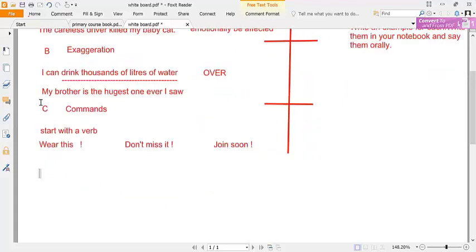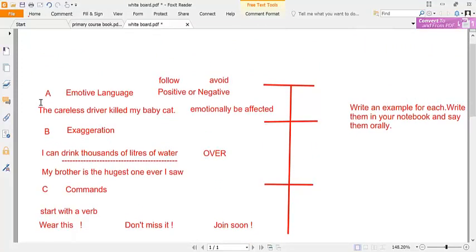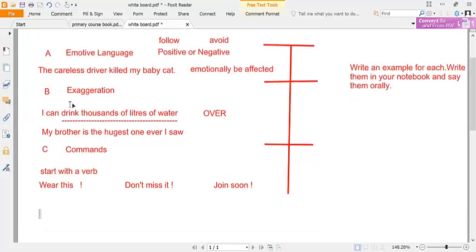Number 1, I was so afraid of the dog. The first sentence is an example of emotive language. Yes, exactly. Number 2, exaggeration: I can play with my PS like 200 days. Exactly, thank you. Number 3, commands: my mom always says wear this shirt. You don't need the expression my mom always says. Just use the expression of the order. So what is the expression of the order in your sentence? Wear this shirt. Exactly, thank you.